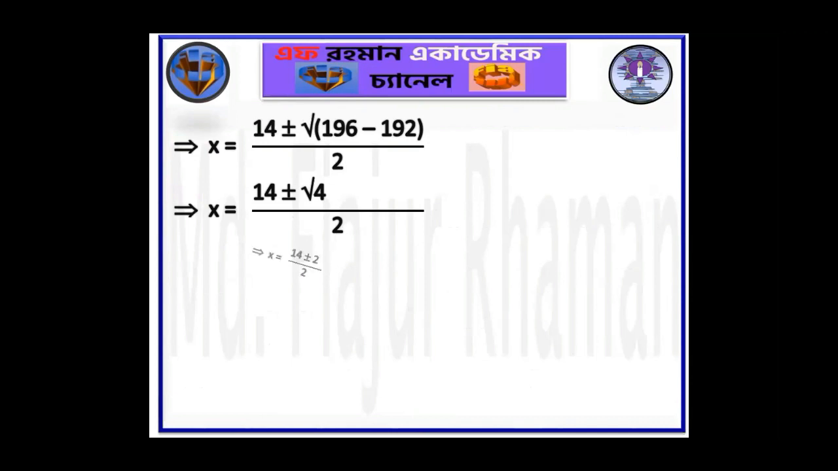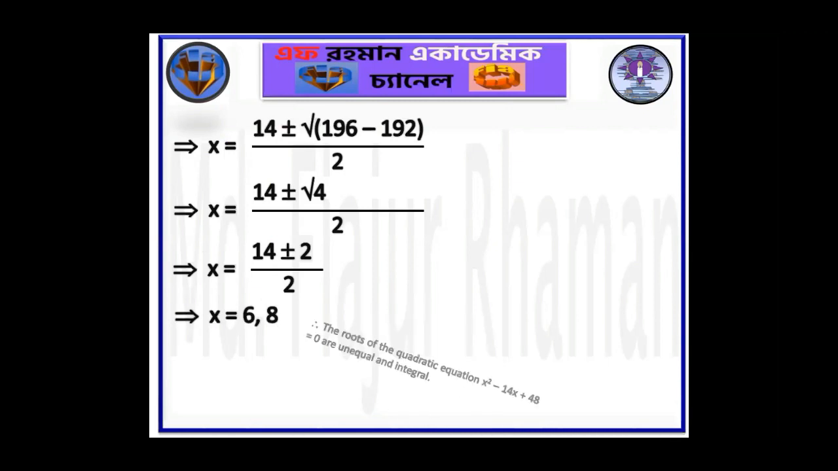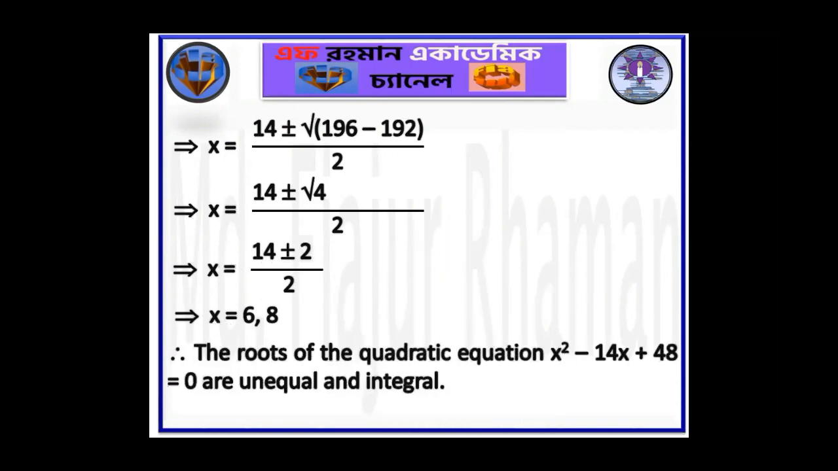And it is equal to x is equal to 14 plus minus 2 by 2. If you consider the minus sign, then you will get x is equal to 6. And for the plus sign, it will be 8. Therefore, you can easily say the roots of the quadratic equation x square minus 14x plus 48 is equal to 0 are unequal and integral. Because 6 and 8 are integral and 6 and 8 are not equal.